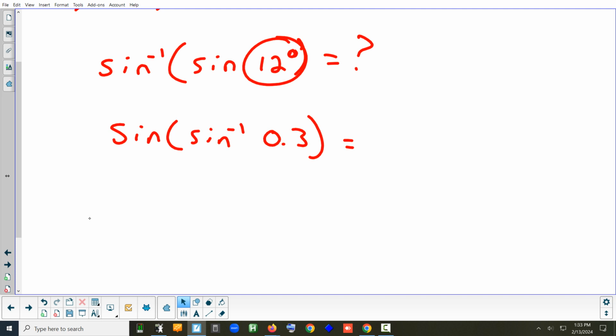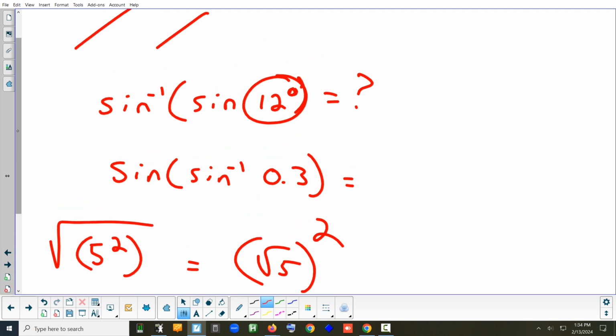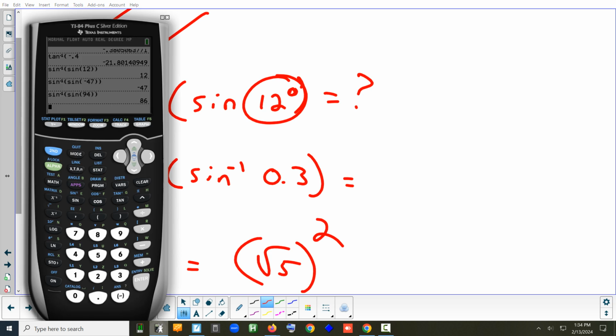It's kind of like I take 5, square it, and then take the square root. Or if I take the square root of 5 and square it after. That's the same thing. You're still squaring it, and you're taking the square root of it. The order doesn't matter. So here, these two things are still going to cancel out. So when I type that in, sine of inverse sine of 0.3, what would you expect that I would get? 0.3. Yeah, I do. I get 0.3.